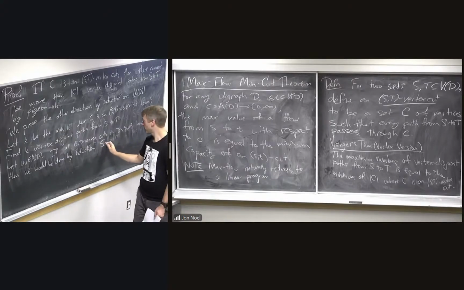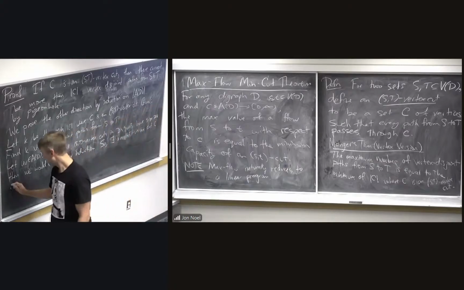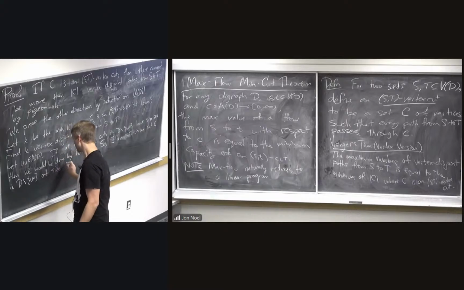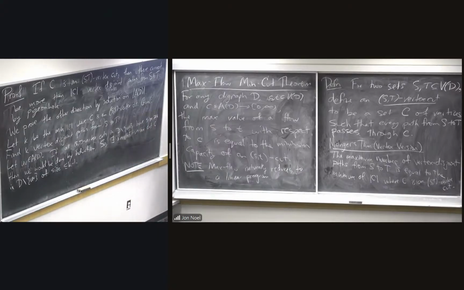So there exists an ST vertex cut, let's say C, in D minus the arc UV of size at most K minus 1. Okay. Everyone following that so far?